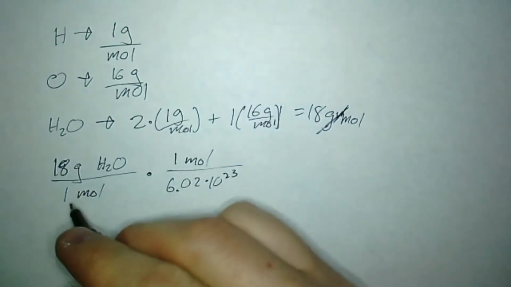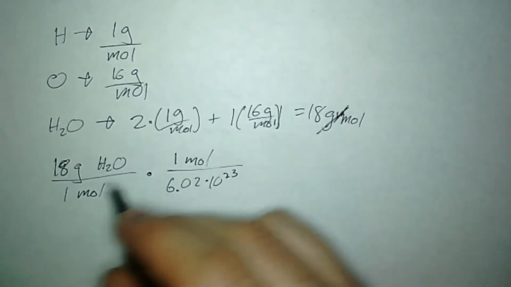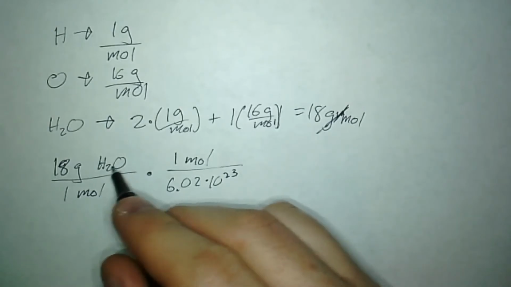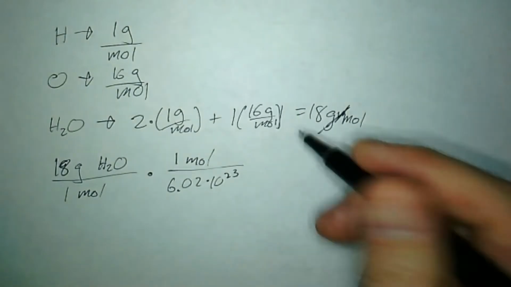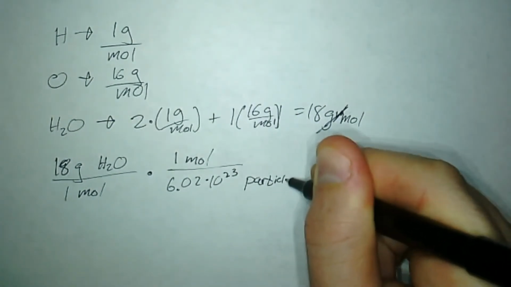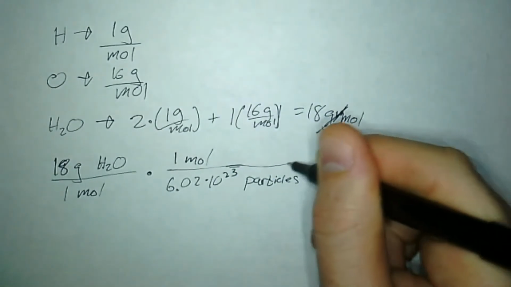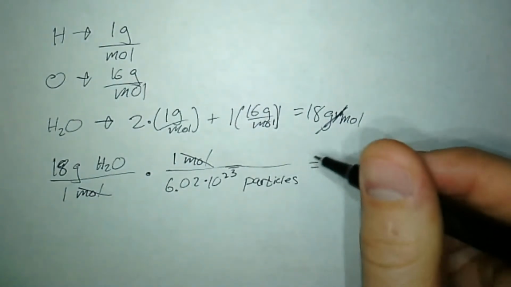So what I like to do is I say whatever's on the bottom, I'm going to put on top over here if I'm trying to get rid of the bottom, right? Or if I wanted to get rid of the top, I would put whatever's on top down on the bottom and then figure out how to cancel what I need to. So I'm using particles. I could use molecules. So then I can cancel my moles, and those just cancel really nicely.